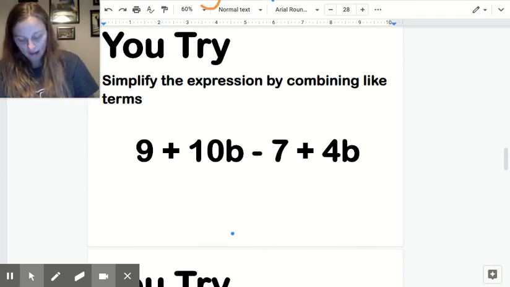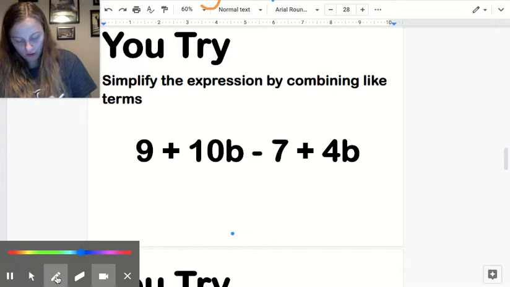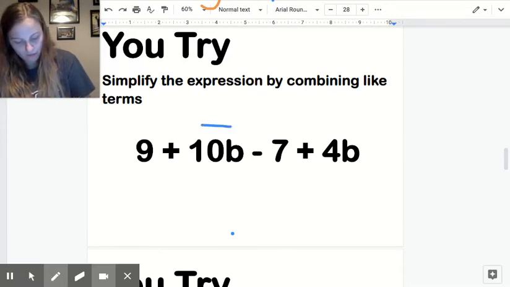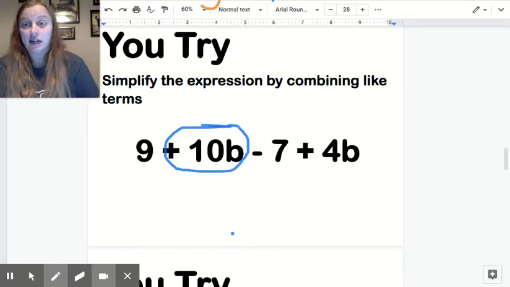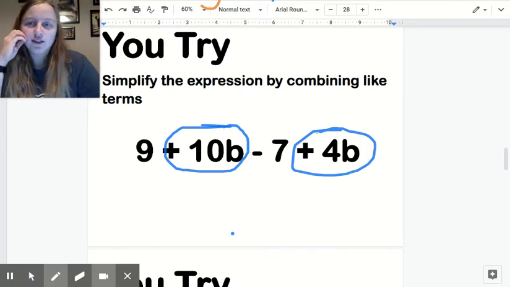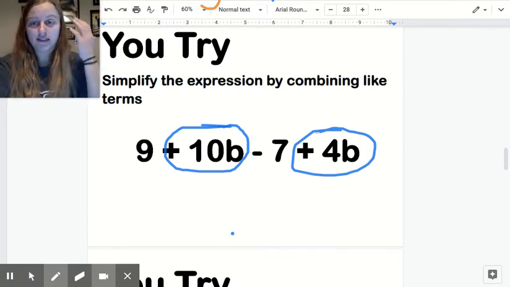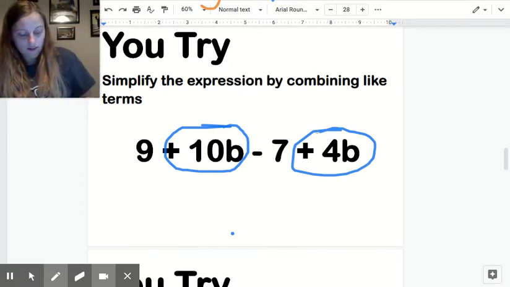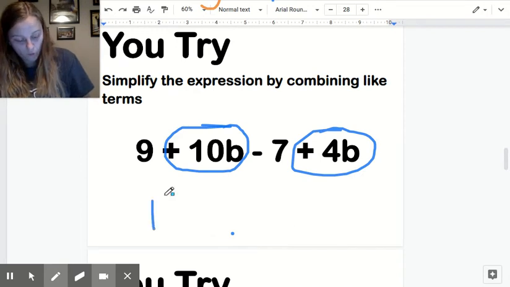Well, I see a b, so I'm going to circle the b first. I've got plus 10b, which really just means a positive 10b, that plus in front. And I've got a plus 4b. So I have positive 10b's and positive 4b's. That really gives me 14b's.